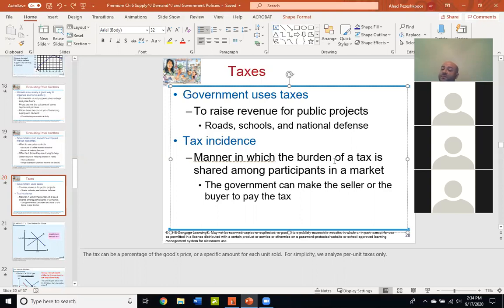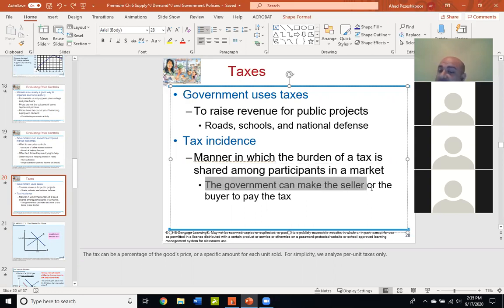When I tax you, there is a manner in which the burden of a tax is shared. Now, this is what many people make a mistake. When, for example, I say there is a $10 tax for this phone here, you think that you're the only one who is paying this tax, but no. When there is a $10 tax on a good, like a cell phone, the burden of the tax is shared among participants in a market.